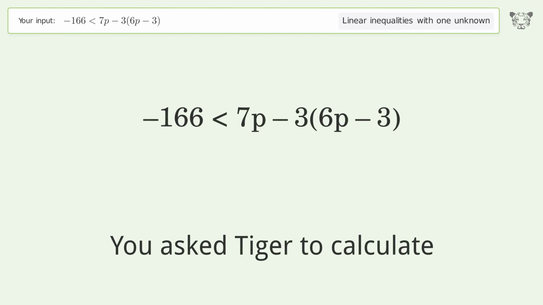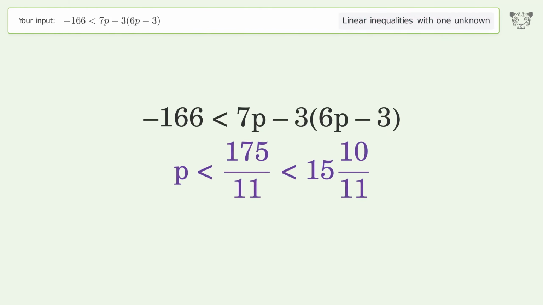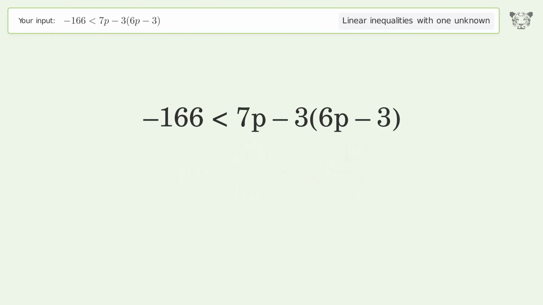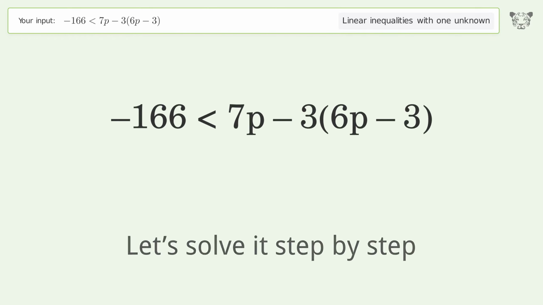You ask Tiger to calculate. This deals with linear inequalities with one unknown. The final result is p smaller than 175/11 smaller than 1510/11. Let's solve it step by step.